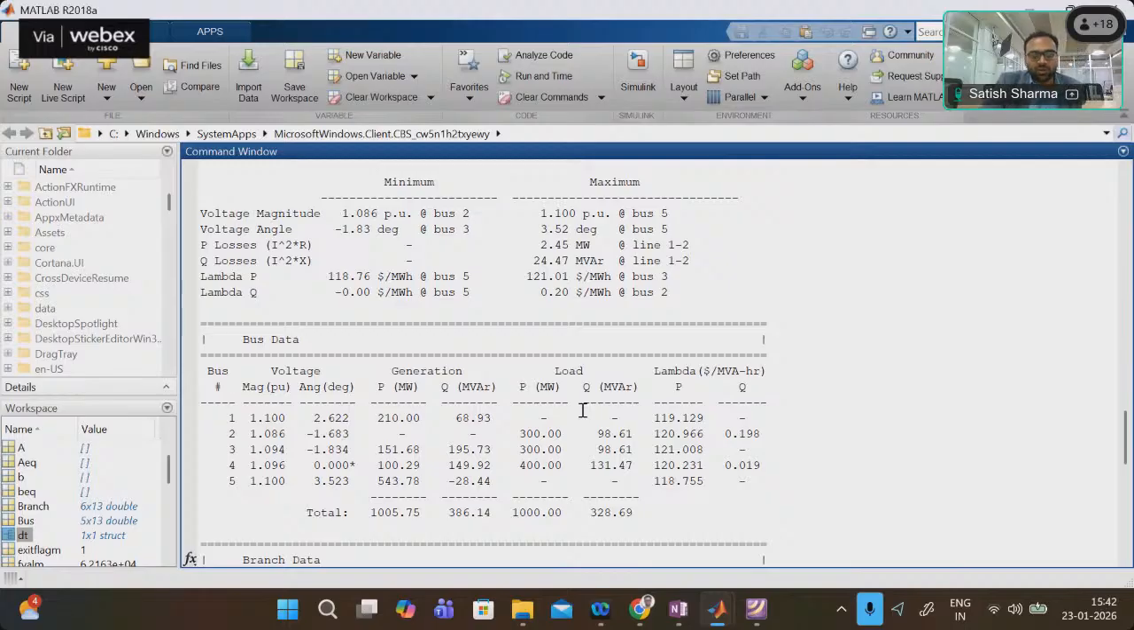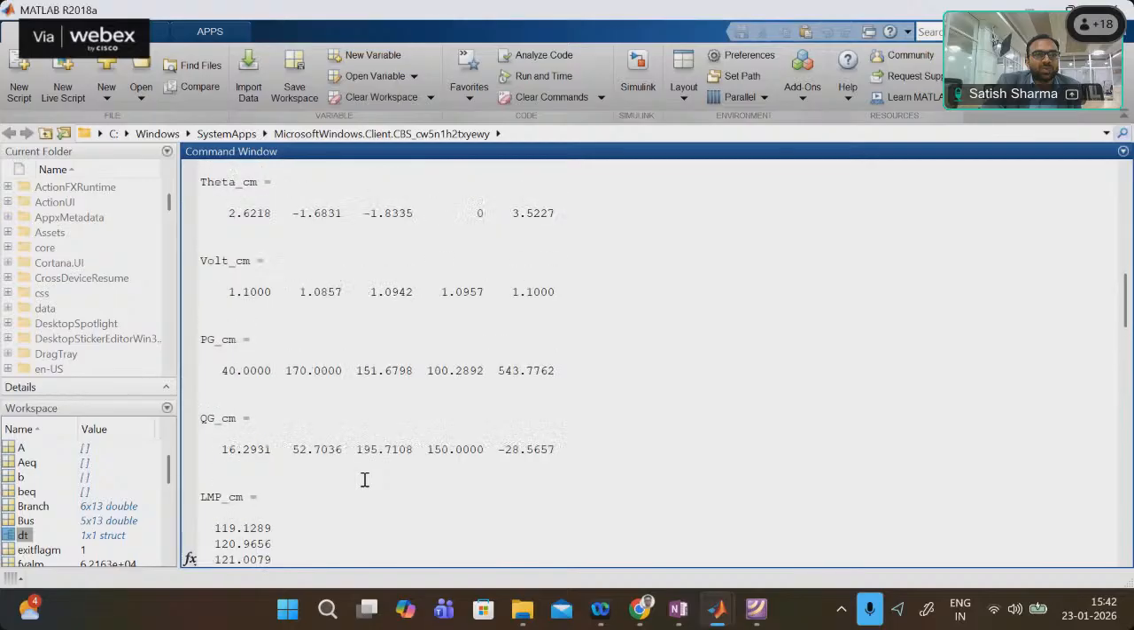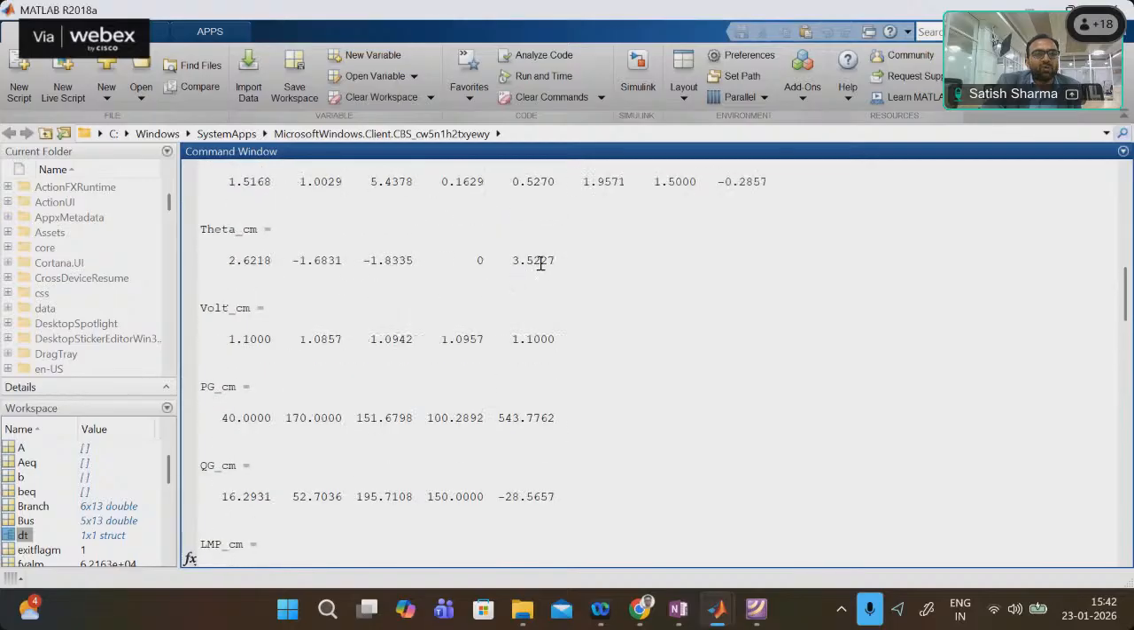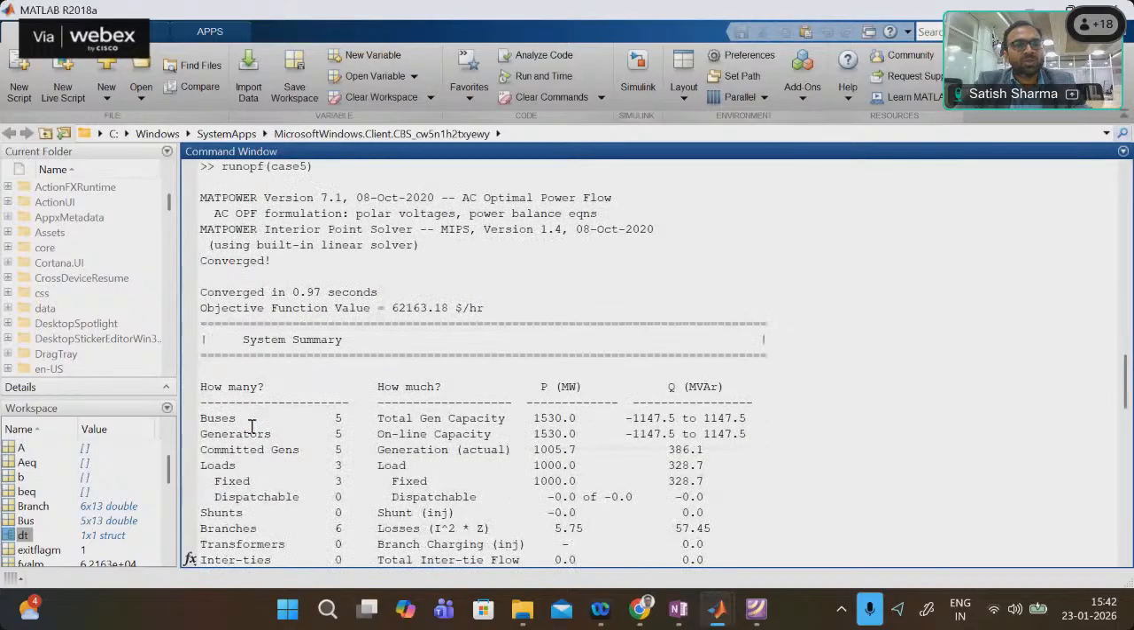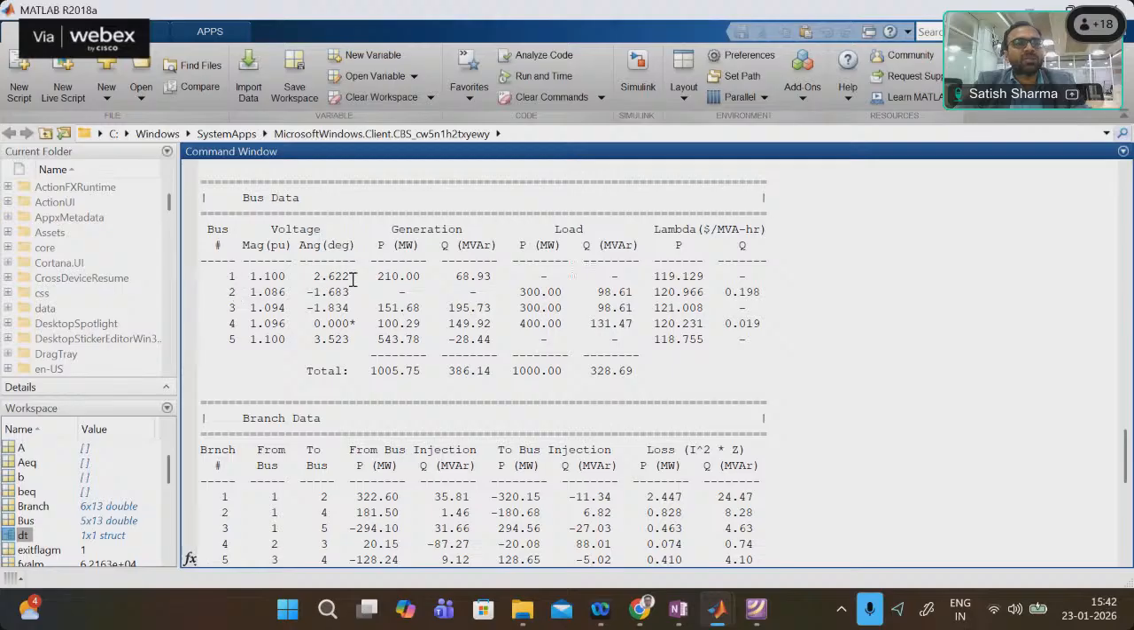If you look at how good the answer is, precision-wise, let's talk about the angles in degrees. It is 3.523. So let's see what we have obtained. It's 3.52 and 27 is basically 3. So these are exactly the same values. We have obtained the same. For generation 1 it is 170 and 40 is 210. So at bus number 1 there are 2 generators, so it is 210 only.